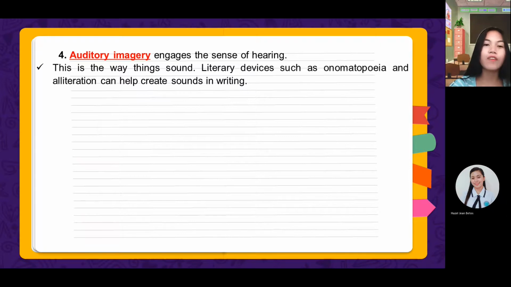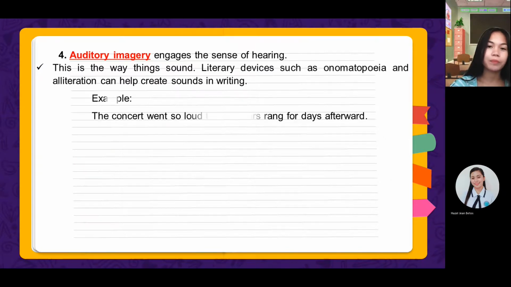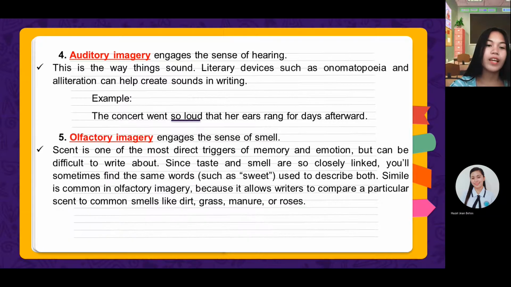Number 4, the auditory imagery. It engages the sense of hearing. This is the way things sound. Literary devices such as onomatopoeia and alliteration can help create sounds in writing. Let's have an example. Stephanie: the concert was so loud that her ears rang for days afterwards. What makes the sentence belong to the sense of hearing? Because of so loud. All right. Number 5, olfactory imagery. It engages the sense of smell.